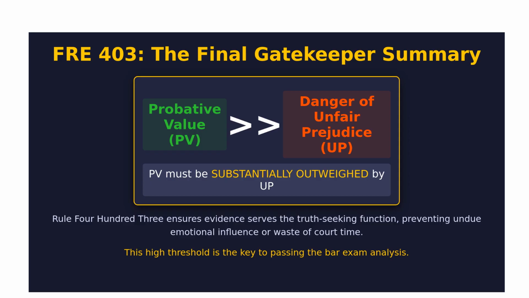Remember this critical relationship for the bar examination. For exclusion to occur, the probative value of the evidence must be substantially outweighed by the danger of unfair prejudice, confusion, or delay. This high threshold, substantially outweighed, is what keeps relevant evidence in the case unless the danger is truly severe. Rule 403 is the final check, maintaining fairness and efficiency in the pursuit of justice.